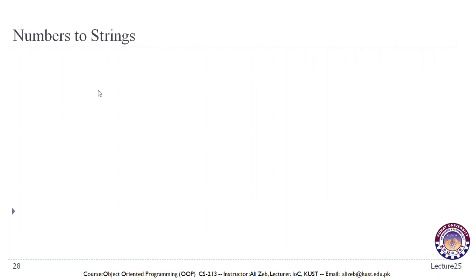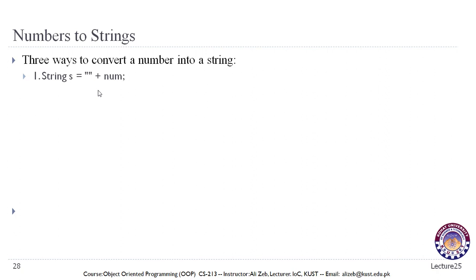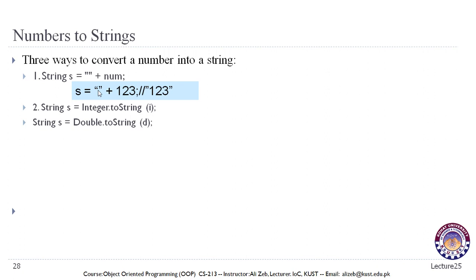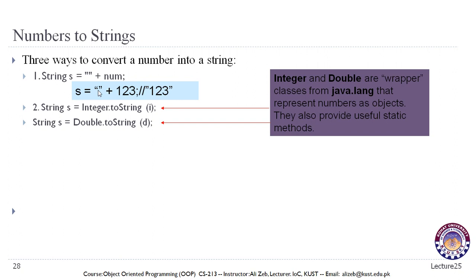Finally, if you want to convert numbers to strings, there are three ways to convert a number into a string. One is by adding it to a string. If you add it to an empty string, the number will be converted to a string. You can use the wrapper methods, for example Integer.toString, and you pass the number that will be converted to a string, and for Double.toString, the double number will be converted to a string and stored in s.